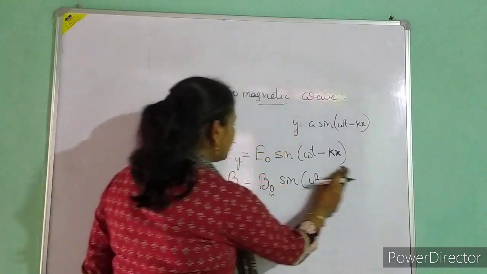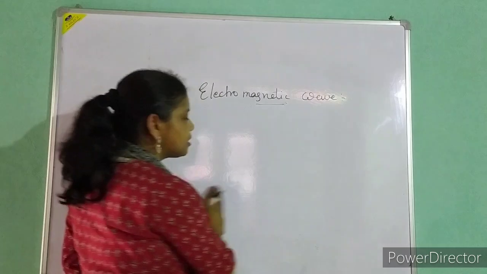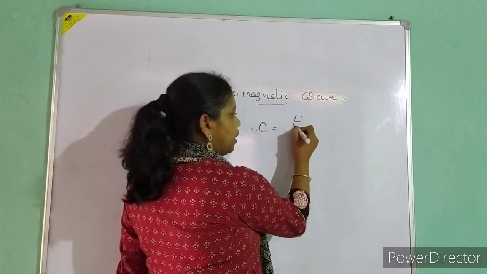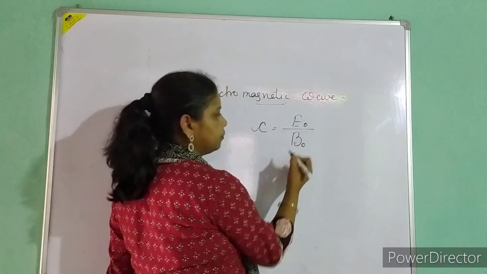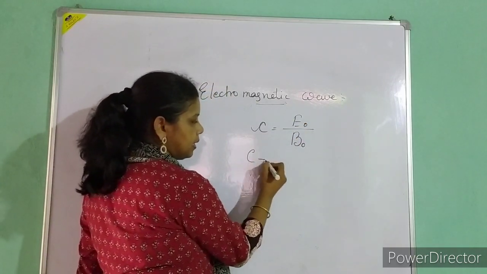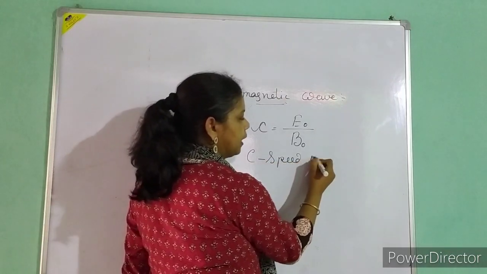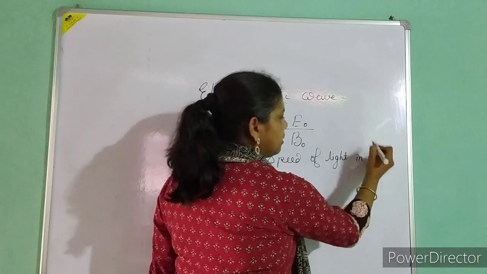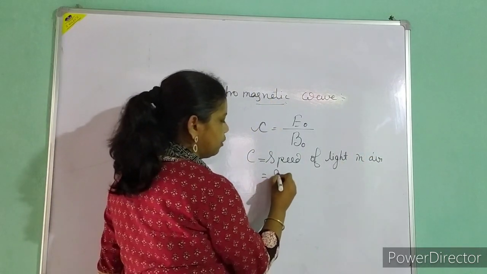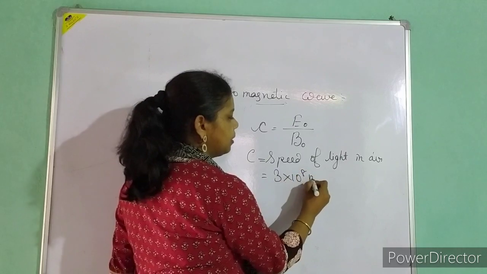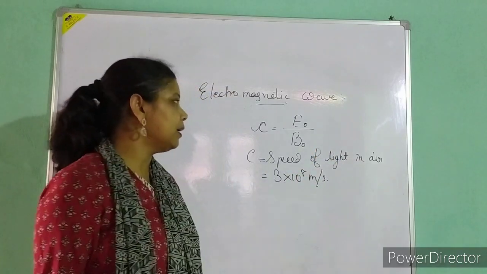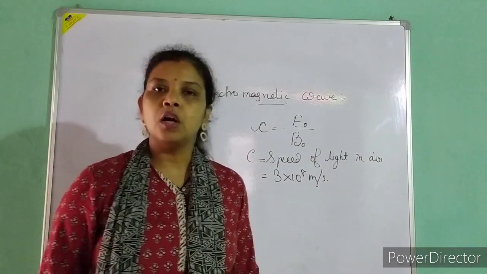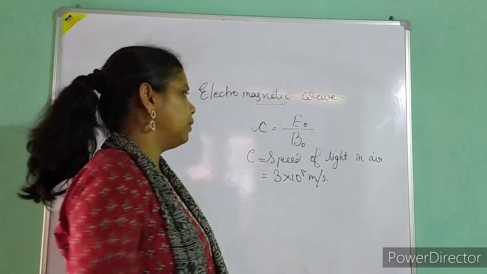Now, another thing for doing the sums you must remember is that c, the speed of light, is equal to 1 by root of mu naught epsilon naught. So what is c? c is the speed of light in air. It means it is 3 into 10 to the power 8 meter per second. So this is my speed of light, and the relation we got it. Now we know the relation, we know all these things.